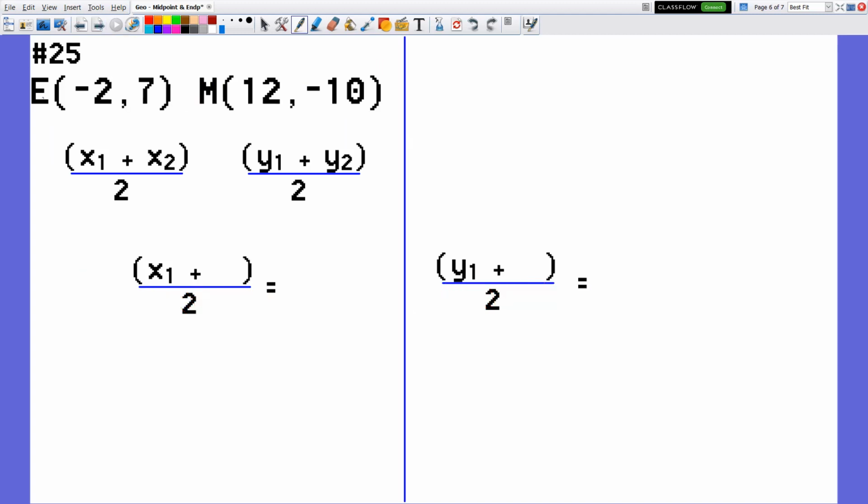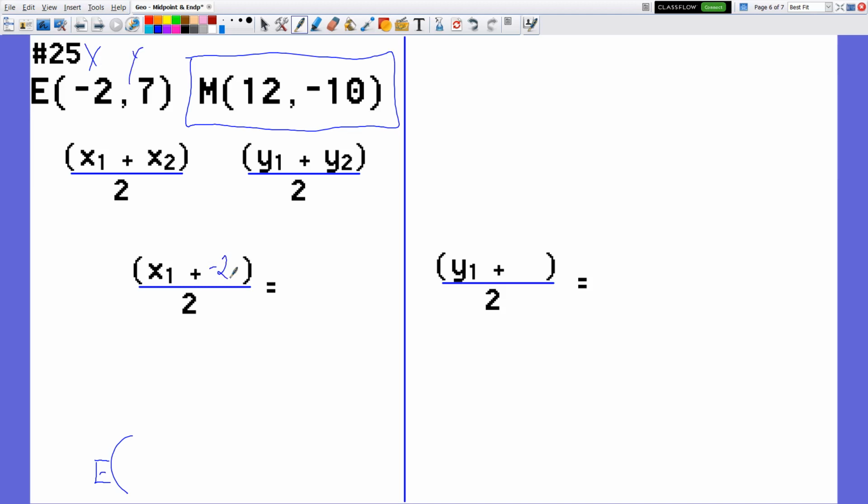All right, so you're given an endpoint and a midpoint. We know that this is supposed to be the answer, but since we're working backwards, we're missing parts. We have to find the other end. So I'm just going to put an E down here because that's where our end is going to be. We know an x value is negative 2 and a y value is 7. So that's what we can plug in.